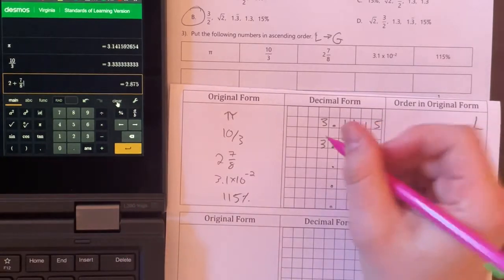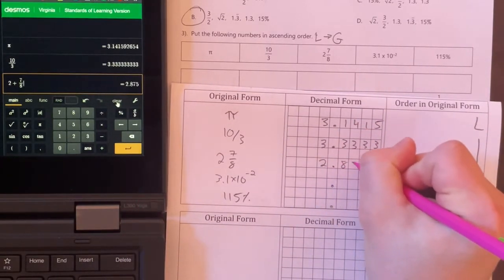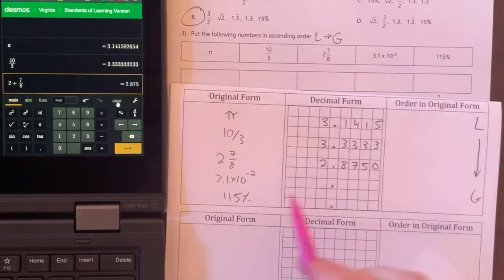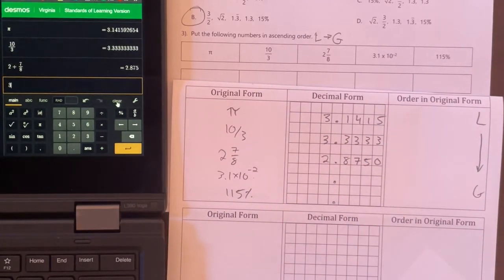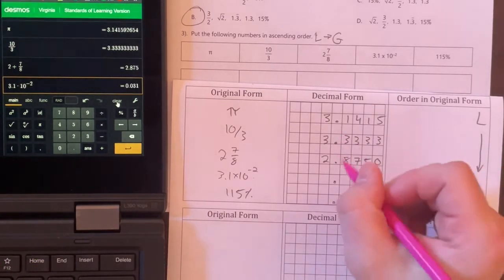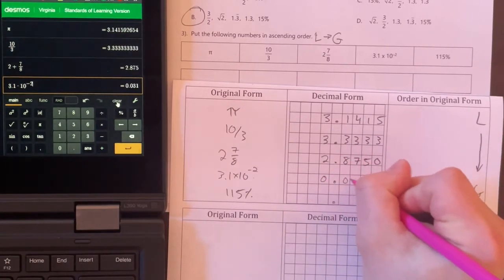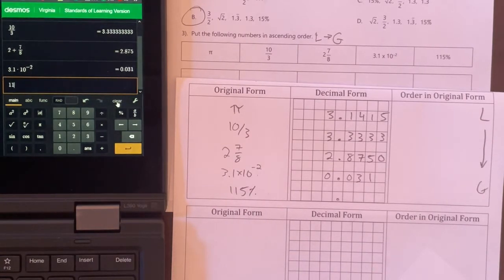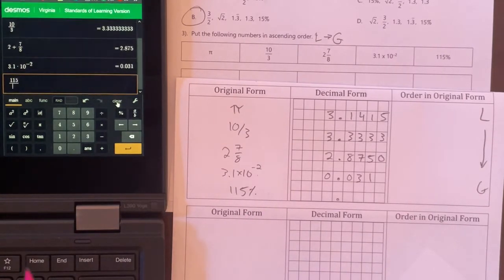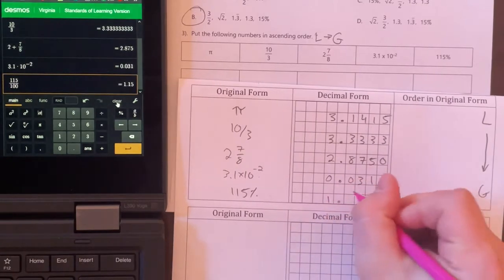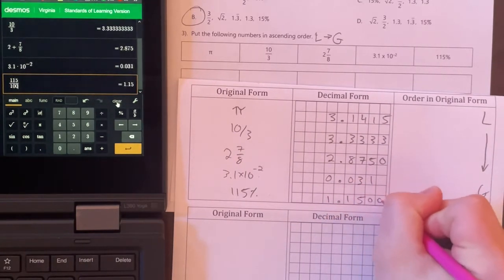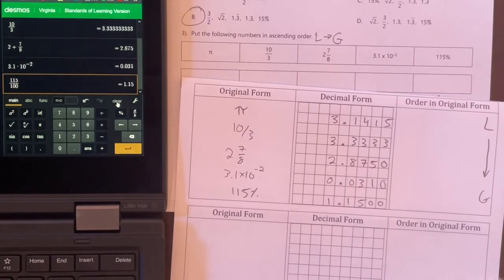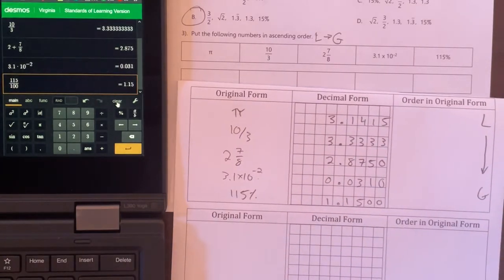All right, so we have 2.875. Use that scientific notation. We have 3.1 times 10 to the -2 power. So this can be 0.031. And then we have our last value, 115%, which is per 100. So we divide it by 100, and so we have 1.15. All right. Again, we're going from least to greatest for our ascending order.